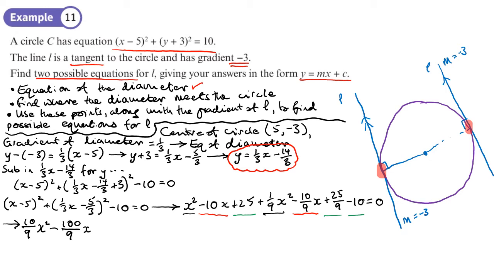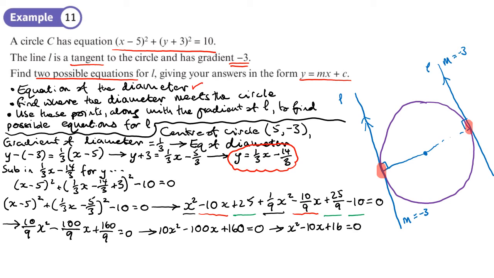So 25 plus 25 over 9 minus 10, and that gives us 160 over 9, so plus 160 over 9 equals 0. First thing, multiply everything by 9. That's going to make it much easier. So 10x squared minus 100x plus 160. Right, divide everything by 10. So x squared minus 10x plus 16 equals 0.